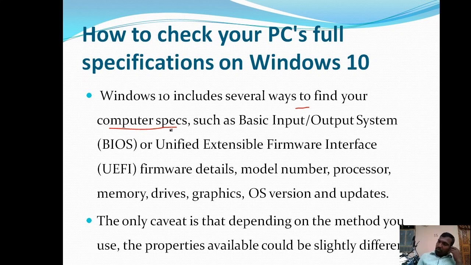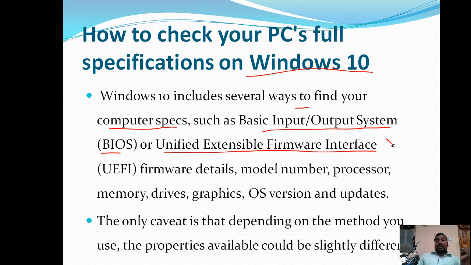Okay, so we have several ways: we can use the shell prompt, the run prompt, settings, and system information. So these are the four different ways available in Windows 10 to know about your computer specifications. What do these specifications include? They include the basic input output system, BIOS, information, which we sometimes call the Unified Extensible Firmware Interface, right?